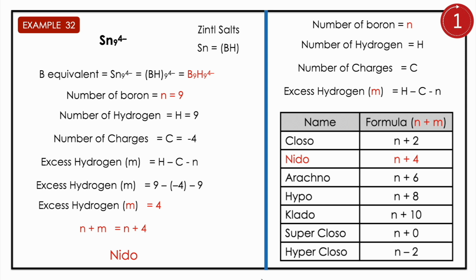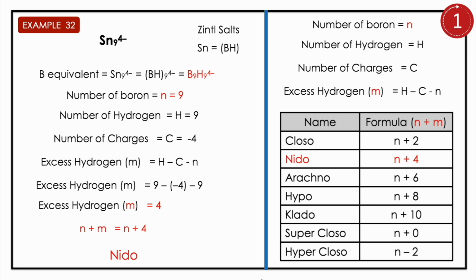Here you have the metal cluster Sn9 4 minus, which is a Zintl salt. To solve the structure, you should write the boron equivalent. Tin is in the carbon system, which is 3 plus 1. So the boron equivalent will be BH. So instead of tin, you should write BH. So the real formula will be BH9 4 minus. If you rewrite it, it becomes B9H9 4 minus. So the compound becomes simple boron.